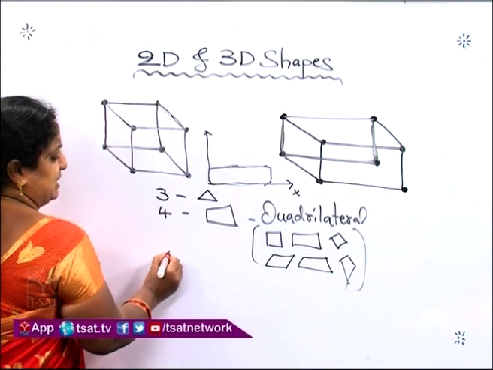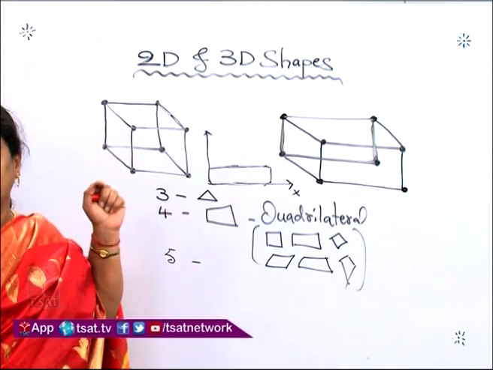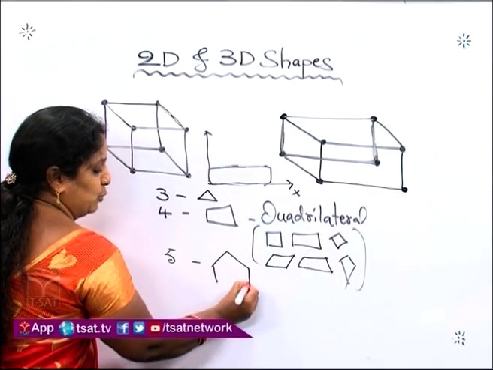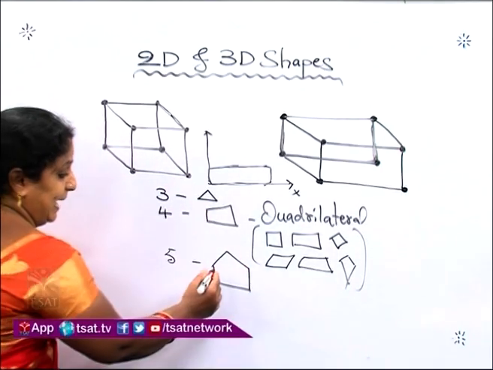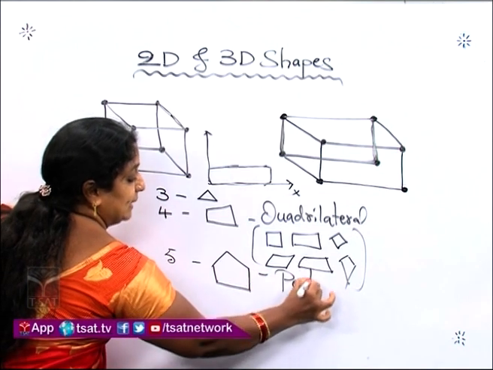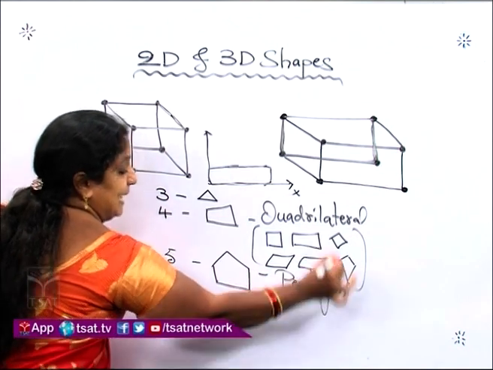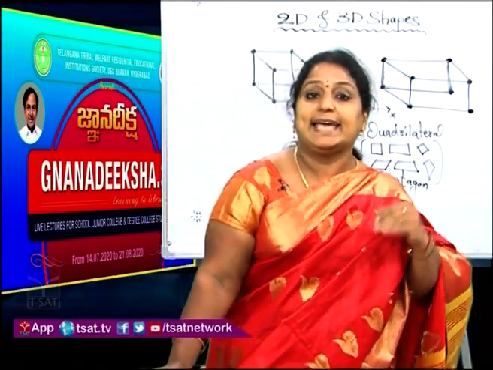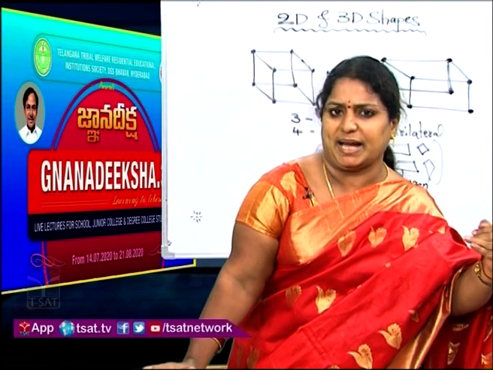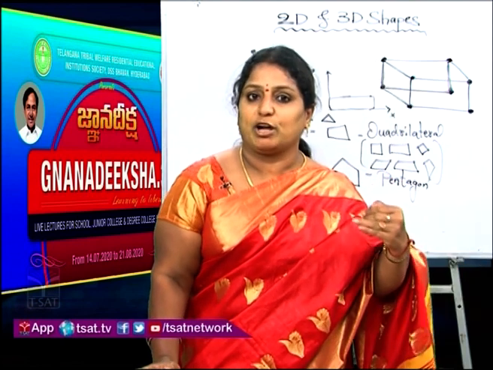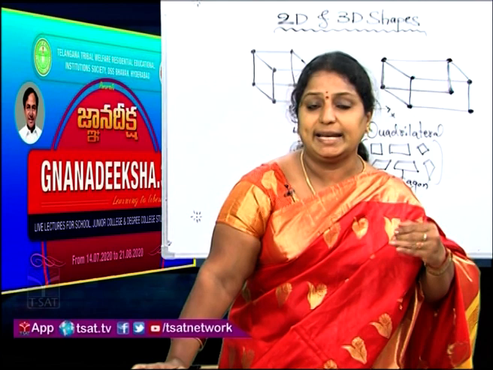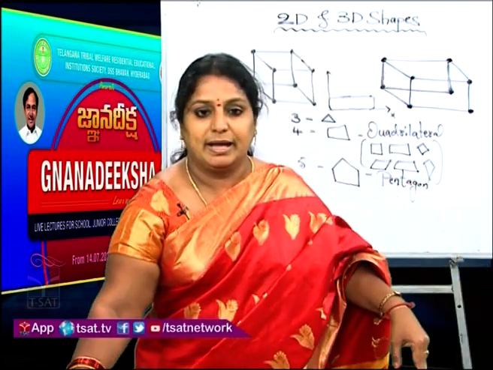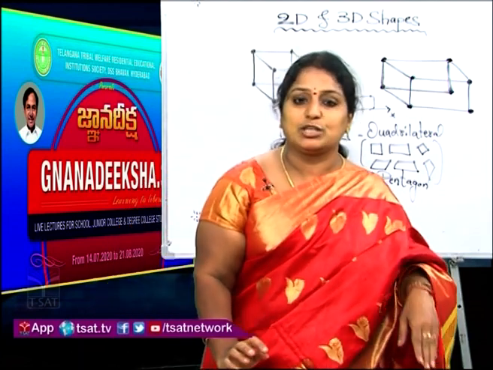Suppose a polygon contains 5 sides, children, then what is its name? 5 sides means the figure looks like this: 1, 2, 3, 4, 5. This is called a pentagon. Similarly, a polygon having 6 sides is called a hexagon. 7 sides, a septagon. Depending upon the number of line segments we use for the polygon, the name is given to that particular two-dimensional shape. And if you see the next one, parts of 2D shapes.